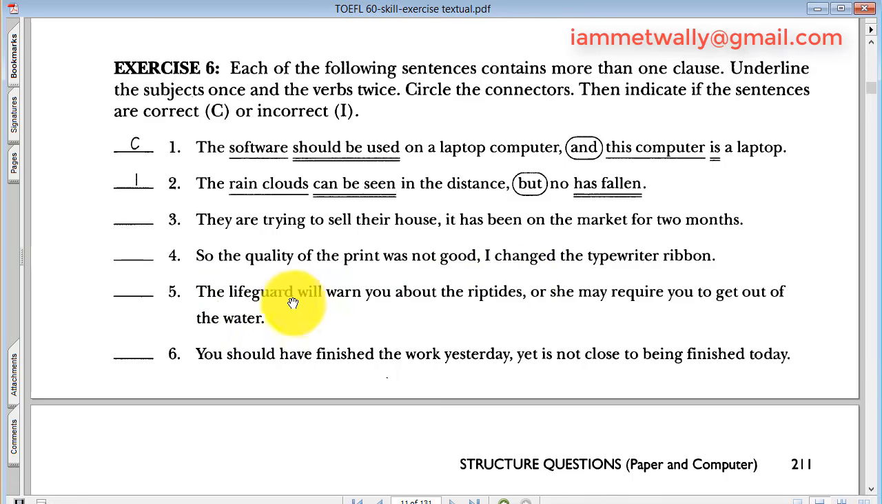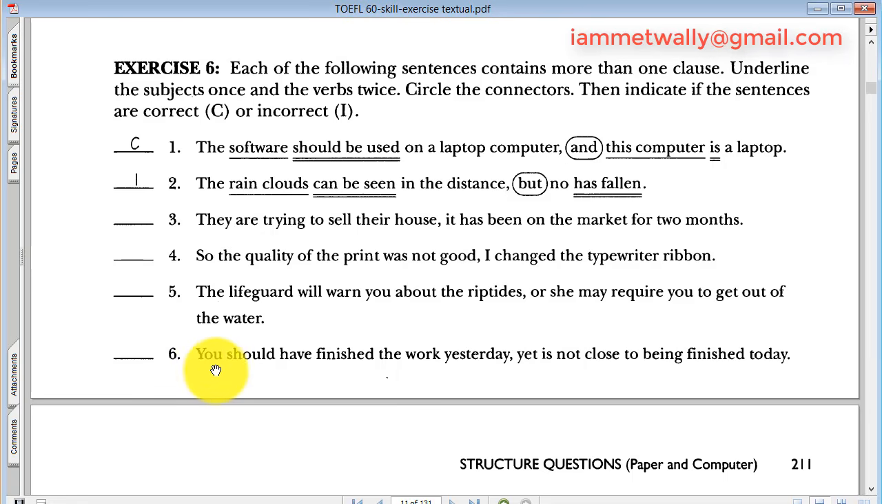5. The lifeguard will warn you about the riptides, or she may require you to get out of the water. The lifeguard is a subject, will warn is the verb, or is a connector, she is a subject, may require is the verb. The sentence is complete and it's correct.